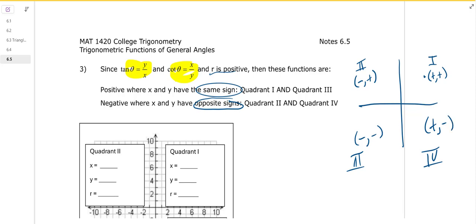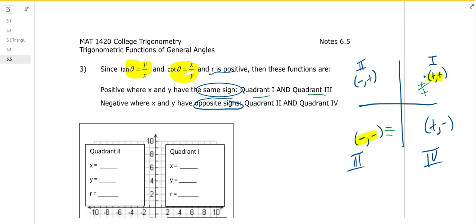So what's going to happen is, if they have the same sign, you're going to be positive. Because if you did a positive over a positive when you're doing y over x or x over y, you'd get positive. And if you did a negative over negative, you would get a positive. So quadrants 1 and 3 are where the tangent and cotangent are positive. They're going to be negative where you have opposite signs.